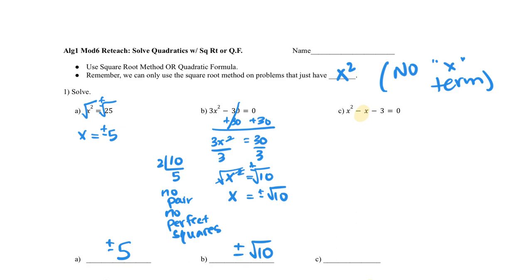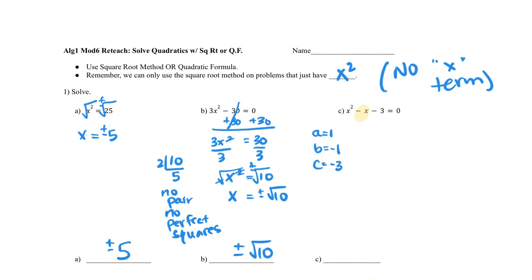On part C, I cannot use the same method. I have to use the quadratic formula here. So the first thing I do for the quadratic formula is to find my A, B, and C. My A is 1, my B is negative 1. Remember, when there's no coefficient here, it's like there's a 1 there. Keep the sign. And then my C value is negative 3.